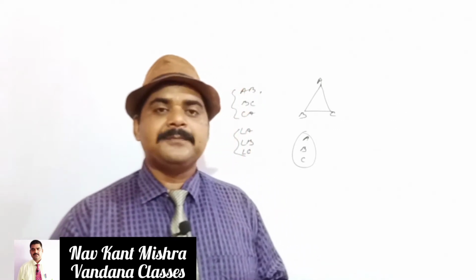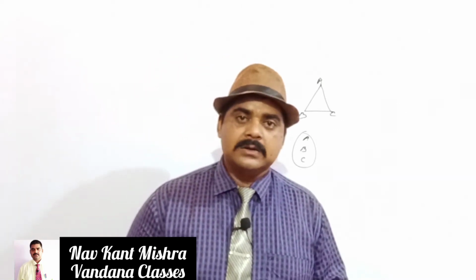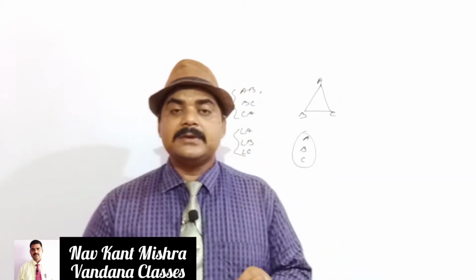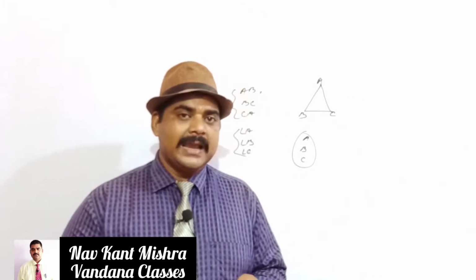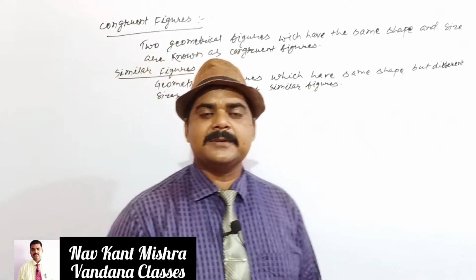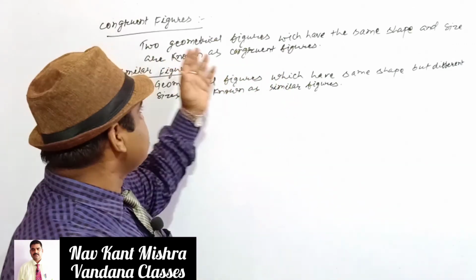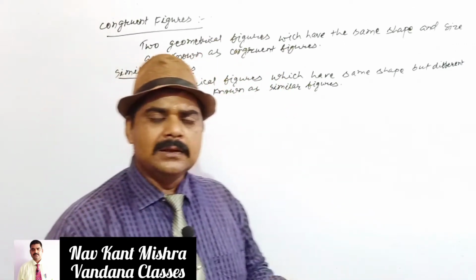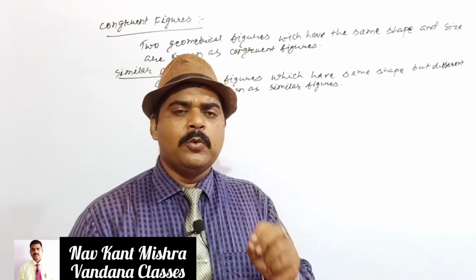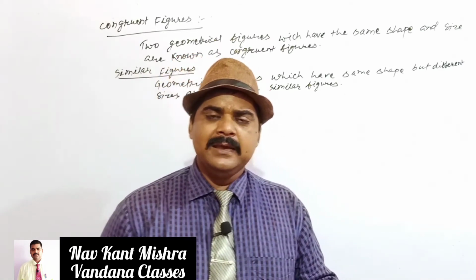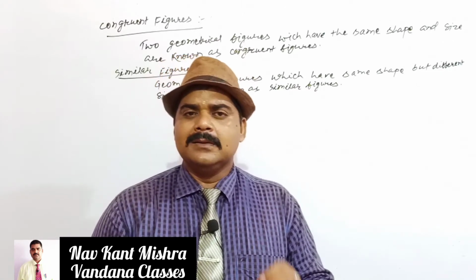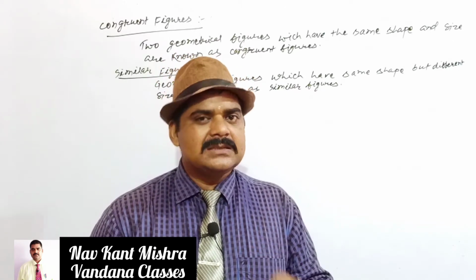Before starting this chapter, I am going to discuss the concept of similar triangles and congruent triangles. And my dear student, at first I am going to discuss congruent figures and similar figures. Regarding congruent figures, the word congruent refers to any two figures having the same shape and size.